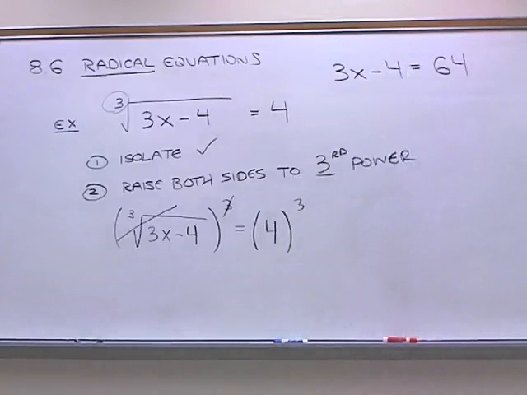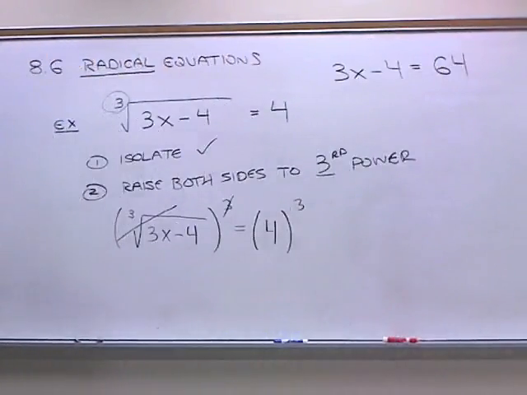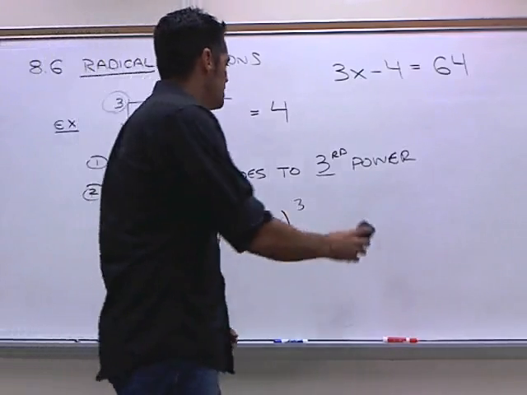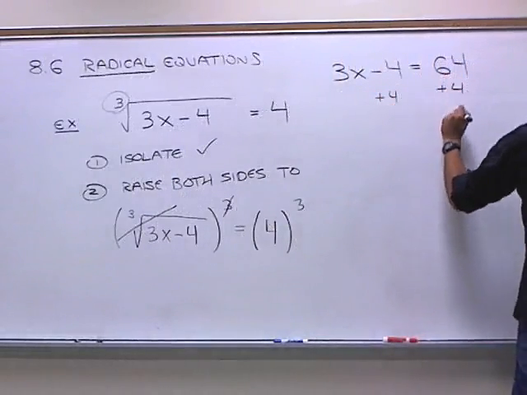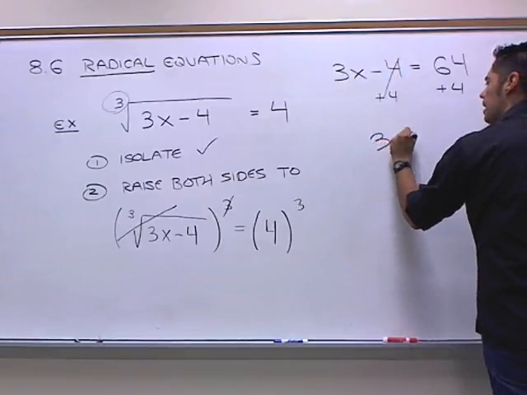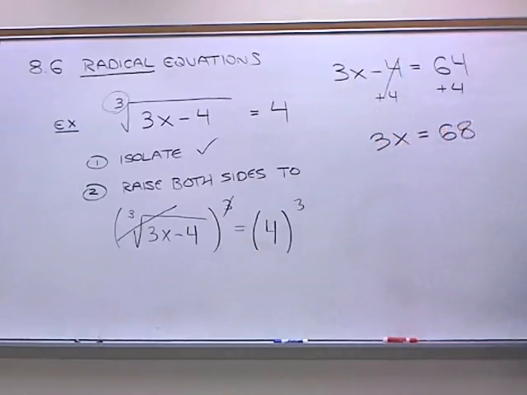And this equation should be pretty okay to look at. It's a linear equation, right? So isolate x, get x by itself. So add 4 to both sides. So you'll have 3x equals 68, and divide both sides by 3.